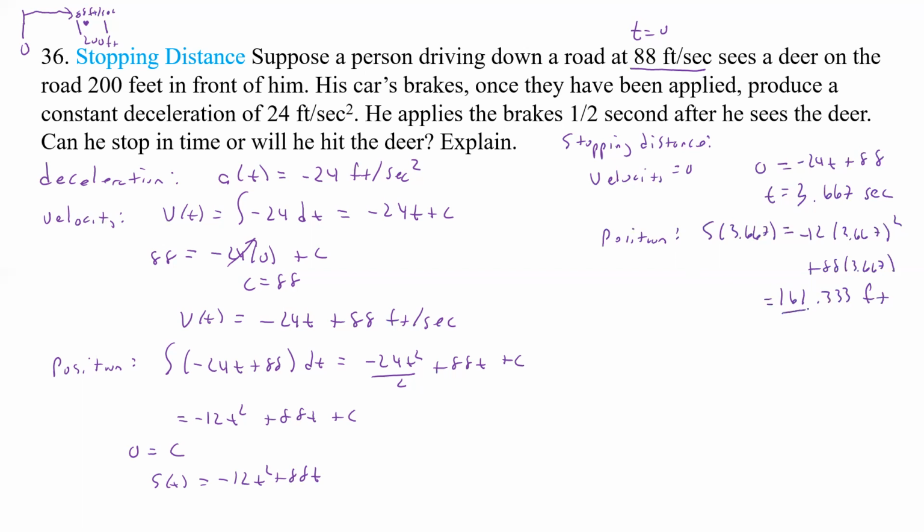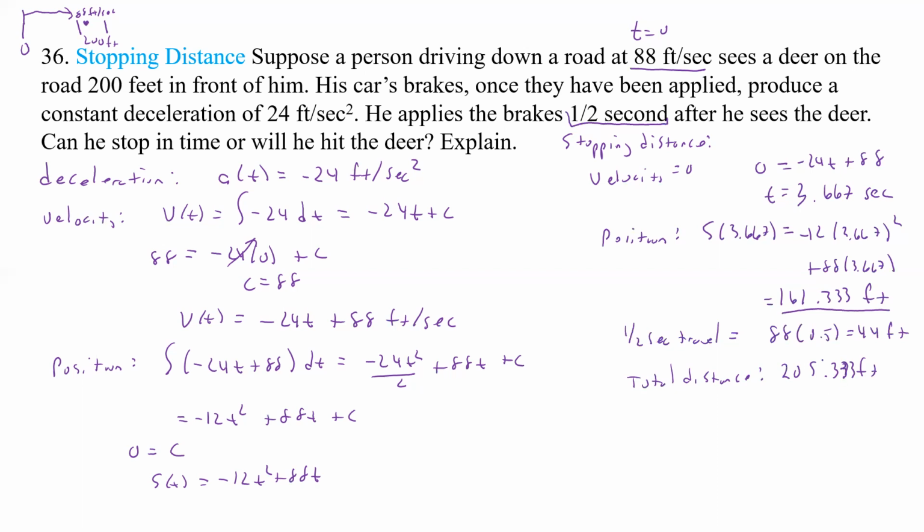But we also have to think about how far they traveled in that half a second, because that's how far he traveled before he hit the brakes. So we have to think about the half a second of travel. That's 88 feet per second times 0.5, so that's 44 feet. Now the total distance traveled after they see the deer is going to be 161.333 plus 44, and that's going to give us 205.33 feet.